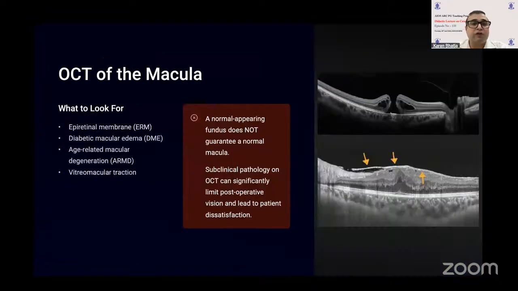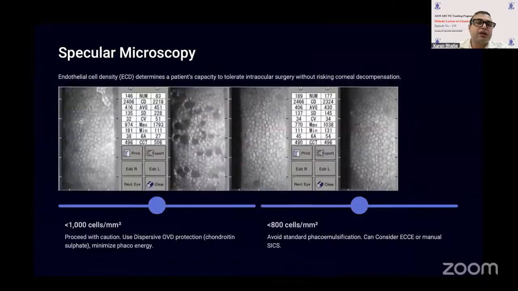Now, coming to OCT of the macula, this is a very good thing that you can do, because sometimes even the best of eyes can miss subtle changes. So what you need to look for is an epiretinal membrane, macular edema or diabetic macular edema, ARMD, VMT. A normal appearing fundus does not guarantee a normal macula, and subclinical pathology on OCT can significantly limit the postoperative vision and lead to patient dissatisfaction. So at least for your multifocal cases or the EDOF cases, you should be doing these scans.